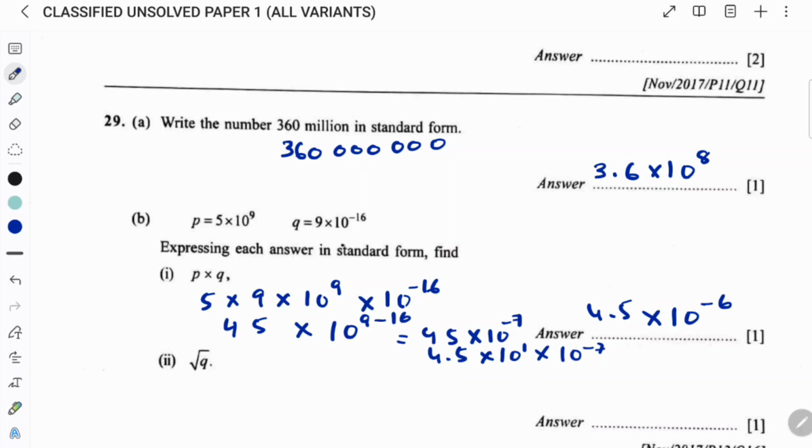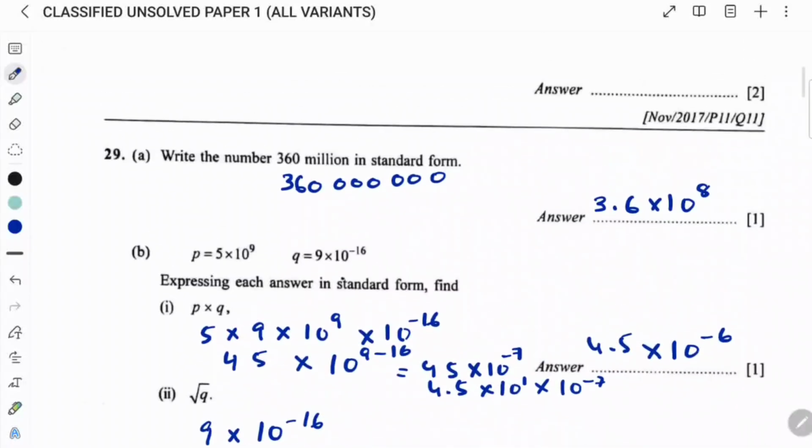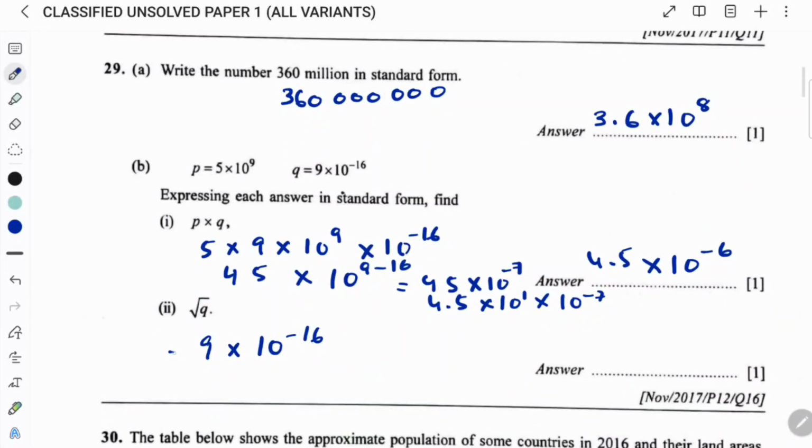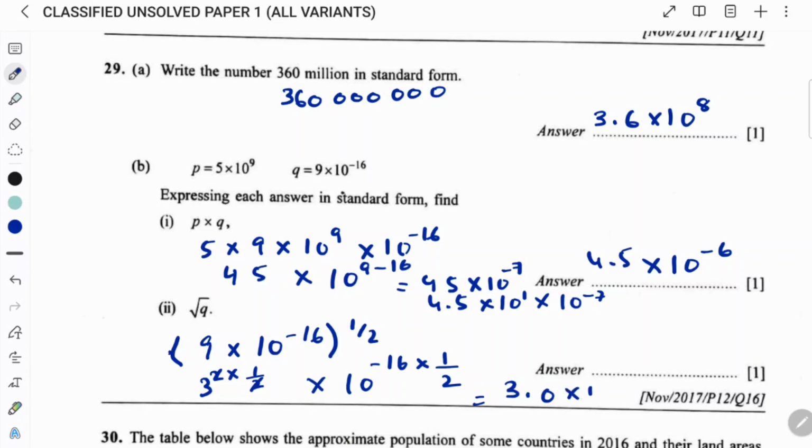The next part is square root of q, which means half power. So q is 9 into 10 to the power minus 16, which is 3 square to the power of half. 3 square into half: if you know the indices, this question becomes easier for you. So that is only 3 times, 3.0 into 10 to the power of minus 8.